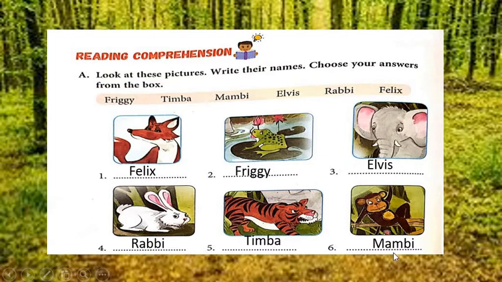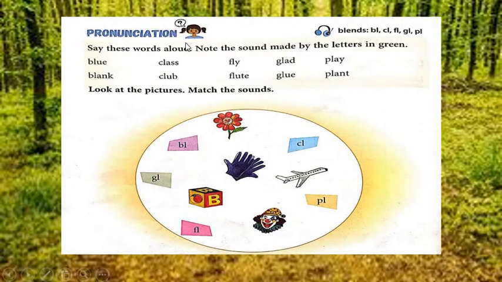Timba, tiger. Mambi, monkey. Okay, children. Now see pronunciation. Blends: bl, cl, fl, gl, pl. Say these words aloud. Note the sound made by the letters in green. Okay? So, blue, B-L-U-E, blue. Blank, B-L-A-N-K, blank. Class, C-L-A-S-S, class. Club, C-L-U-B, club. Fly, F-L-Y, fly.